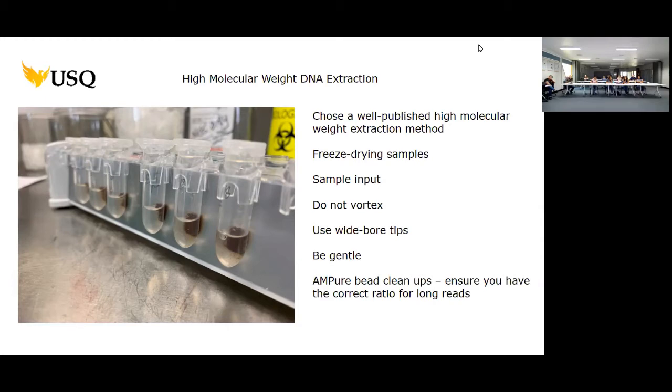The other thing that is important is that if you do an AMPure bead cleanup as part of your extraction, specifically for purifying, make sure that you choose the correct ratio for long reads. AMPure beads are also used as a size selection, which means you can actually select for short reads. So just make sure that if you're doing that, you're actually using the correct ratio and you're selecting for long fragments when you're doing your purity.